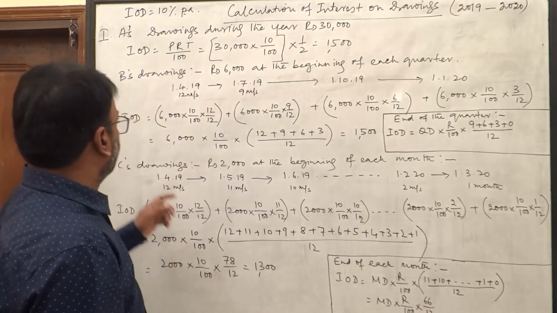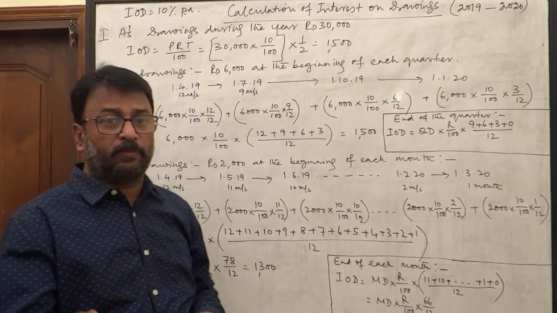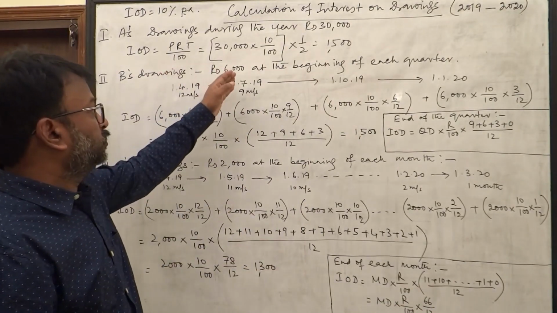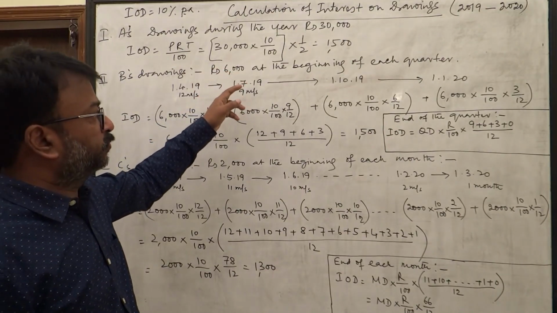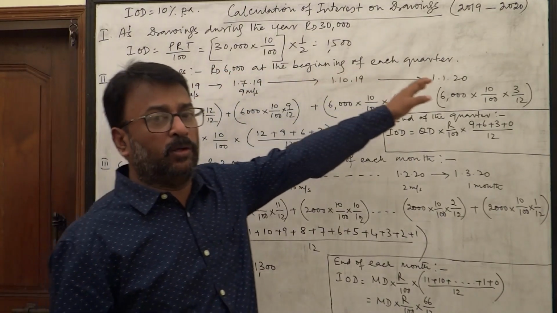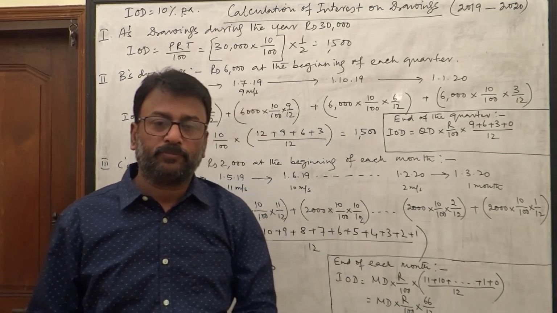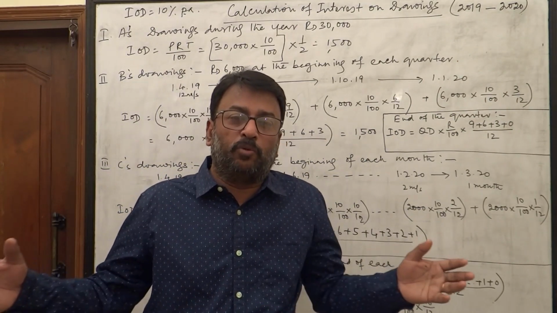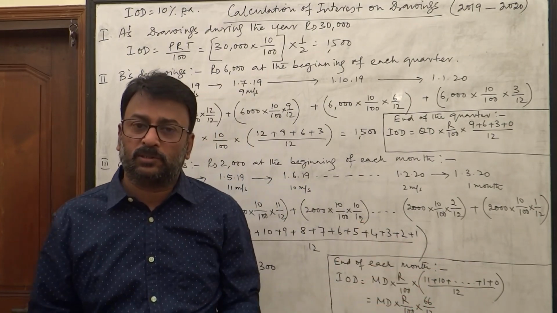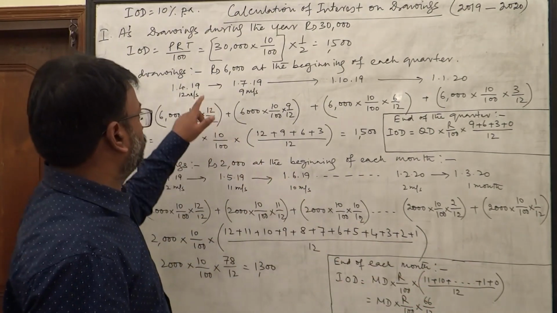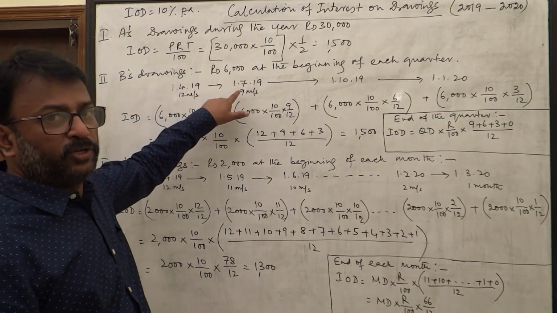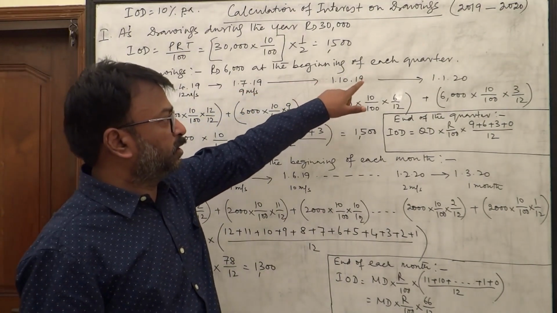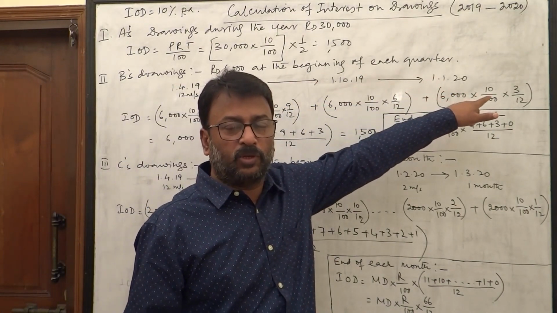Now see my second case: B's drawing. B is another partner. He has drawn 6,000 rupees every quarter, at the beginning of each quarter. In a year, how many quarters do we have? 4 quarters, starting from 1st April, then 1st July, then 1st October, then 1st January.